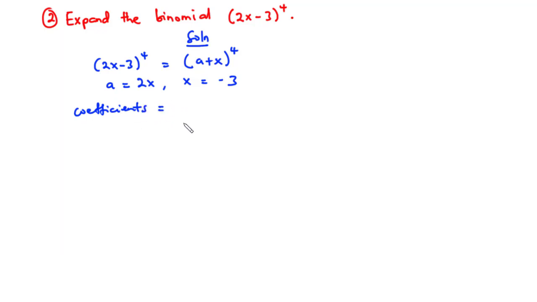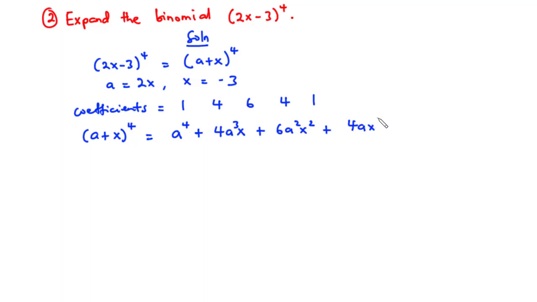Now the coefficients of the binomial a plus x to the fourth power are 1, 4, 6, 4, and then 1. So these are the coefficients. So we can say that a plus x to the power 4 is equal to a exponent 4 plus 4a cubed x plus 6a squared x squared plus 4a x cubed plus x exponent 4.